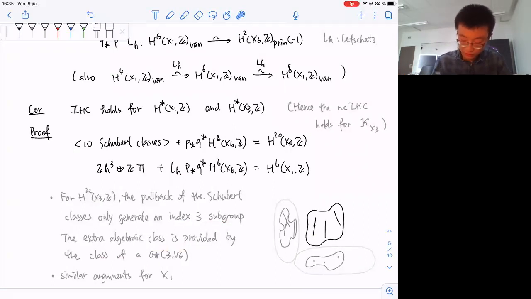This is quite interesting, since this is an extra class provided by this picture. And for X1, we need some extra argument to show that this also holds on the other cohomology groups. But the main idea is we use the same construction as in the case of the cubic fourfold. So one corollary is that the integral Hodge conjecture holds for X3. Since the integral Hodge conjecture respects the semi-orthogonal decomposition, this means that the non-commutative integral Hodge conjecture also holds for the K3 category that Emmanuel defined in his lectures.